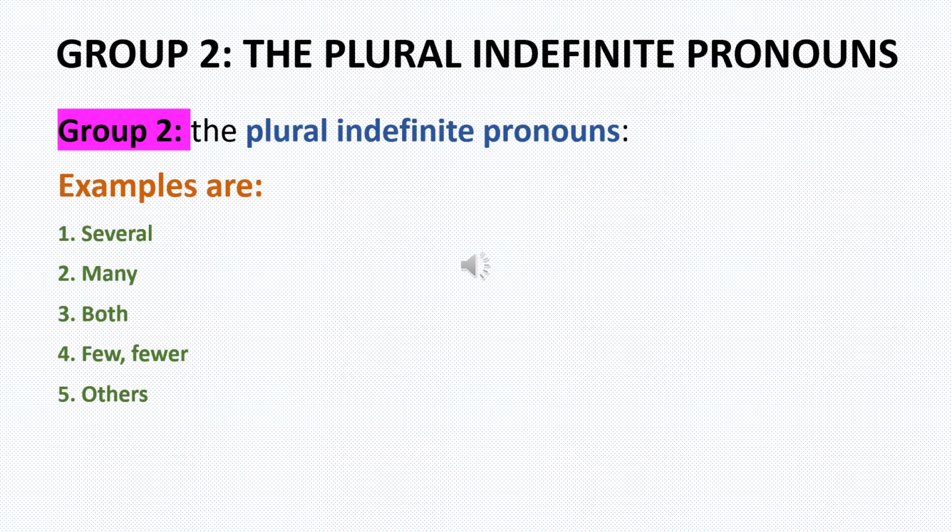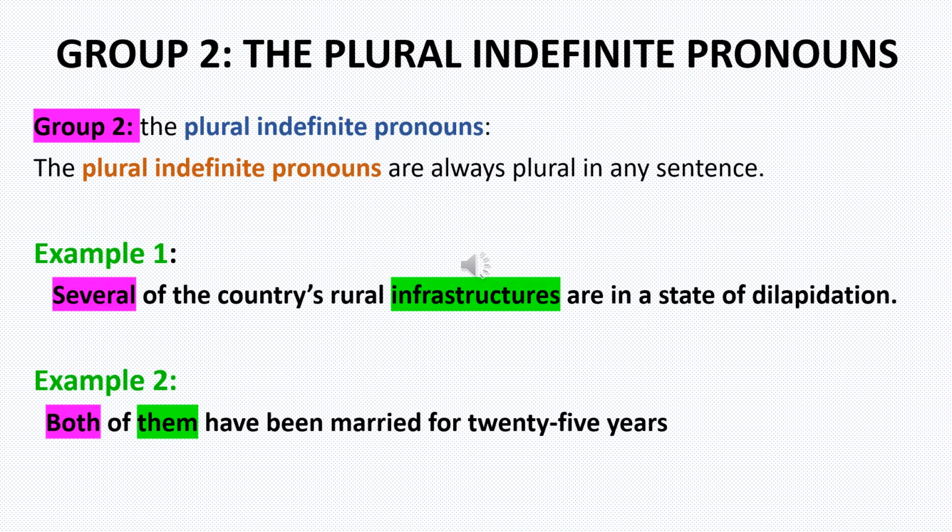Now, let's look at the second group of indefinite pronouns, which is the plural indefinite pronouns. Examples are 1. Several, 2. Many, 3. Both, 4. Few, fewer, 5. Others. Just as the singular indefinite pronouns are always singular in any sentence, the plural indefinite pronouns are always plural in any sentence.